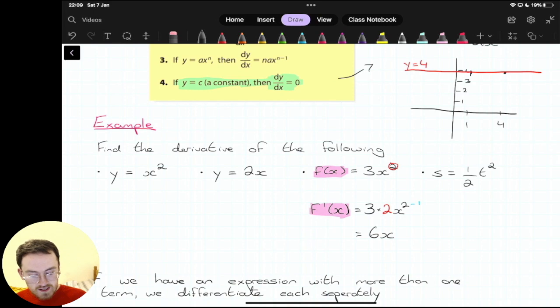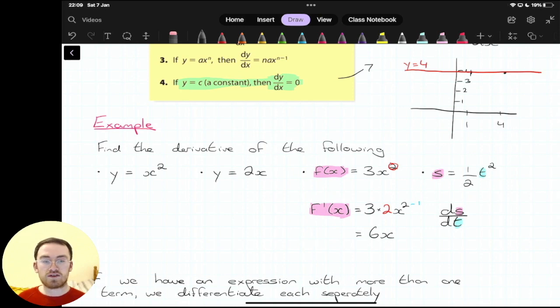For the last example here, the difference this time is that instead of having dy dx, we actually have ds dt. This comes from our variables that we have here. In place of where y usually was, we now have an s. In place of where x usually was, we have a t.